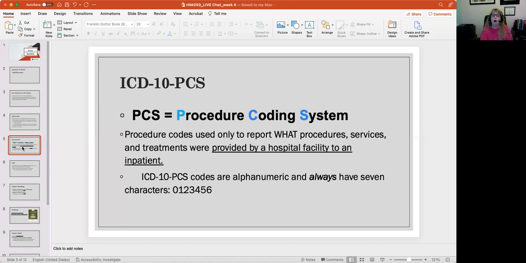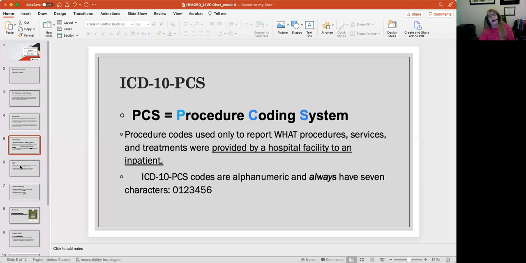ICD-10-PCS codes are always alphanumeric and always have 7 characters, not 6 ever, not 8 ever, always 7 characters. Do not submit a PCS code with less than 7 characters. And PCS has that nice table where you just have to go all the way across. It's okay. You just have to be methodical as to how you accomplish this.